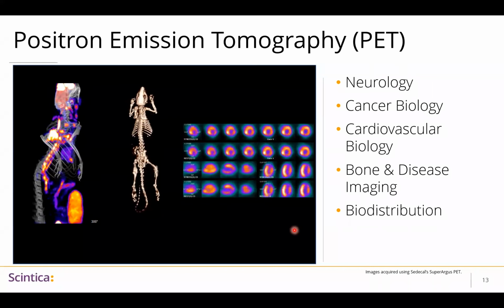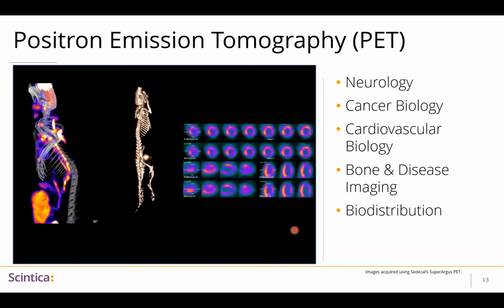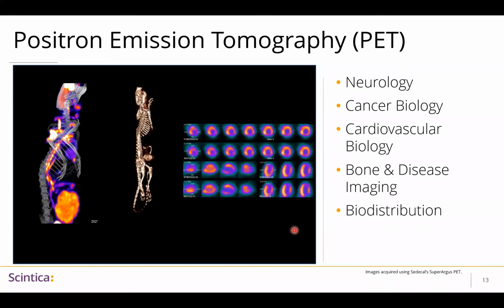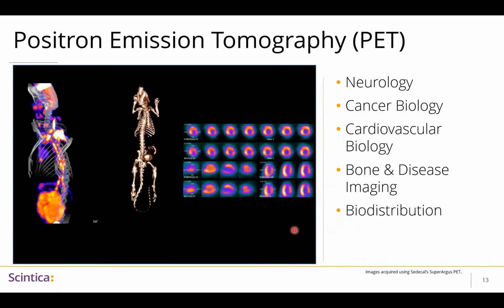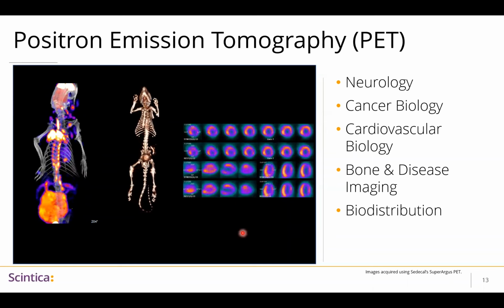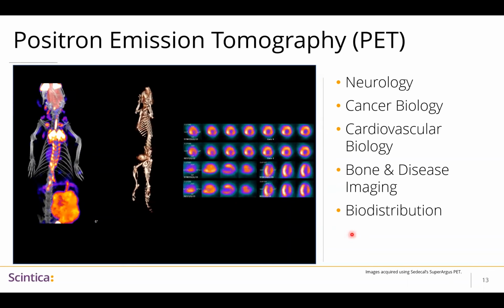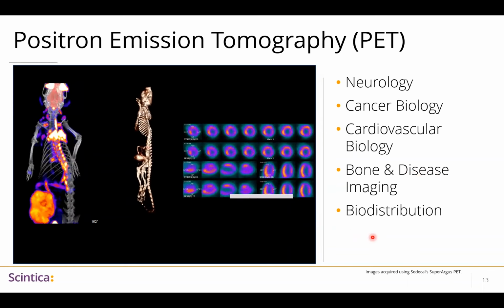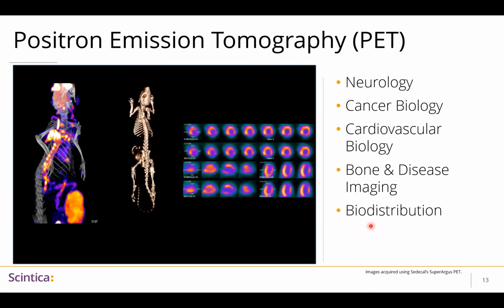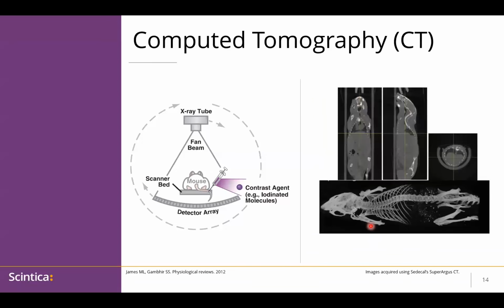Again, with the muscle, the myocardium contracting as much as it does, it uses a tremendous amount of glucose. So if there's a myocardial infarction, we'd be able to see an area that perhaps doesn't have as much glucose uptake and identify that. We can look at bone imaging. We can look at the biodistribution of different agents as well as looking in the brain.